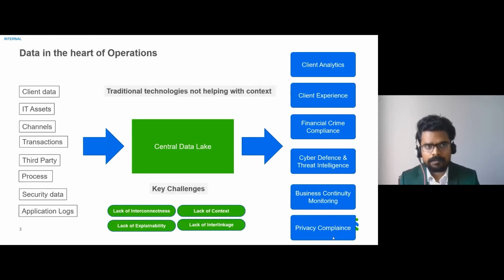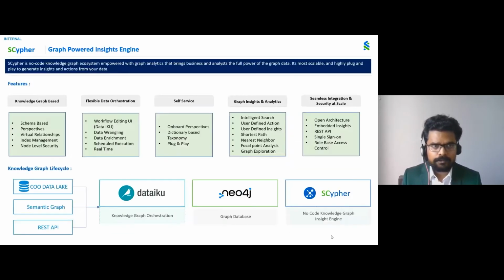So how did we overcome these challenges? That's one of the reasons we took advantage of some of the emerging technologies like graph technology. That's exactly how we built a tool called Cypher, which is a graph-powered insight engine within the bank. So Cypher is not the language that we use in Neo4j. I don't mean that, but of course we adopted the power of Cypher, and we turned it into an end user capability, and we built an insight engine which is called SE Cypher.